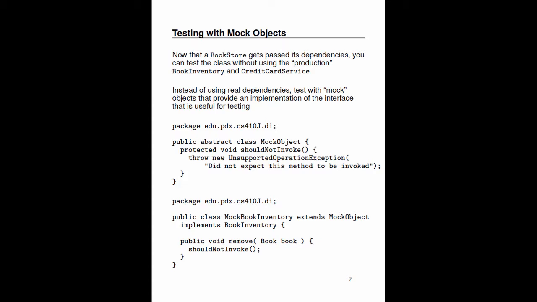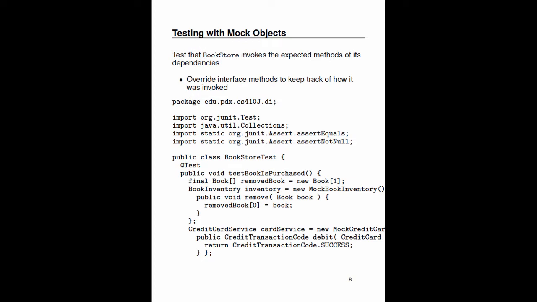Right? It's a unit test that you're writing here. You want to make sure that all your code, your application, is behaving as you expected. So I have this mock object that basically has this one method which is like, hey, when you call me, something's messed up. And now I'll create a subclass of that mock object called mock book inventory and have it implement the book inventory interface. Right? This is the book inventory that is provided to the bookstore. I'll just say, hey, the implementation of the remove method on book inventory should not invoke.